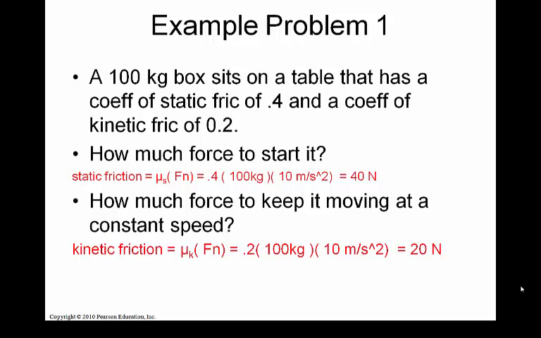How much force to keep it moving at a constant speed? To keep it moving at a constant speed, one must only apply enough force to overcome kinetic friction. Kinetic friction is mu k times Fn, which is 0.2 times 100 kilograms times 10 meters per second squared, or 20 newtons.